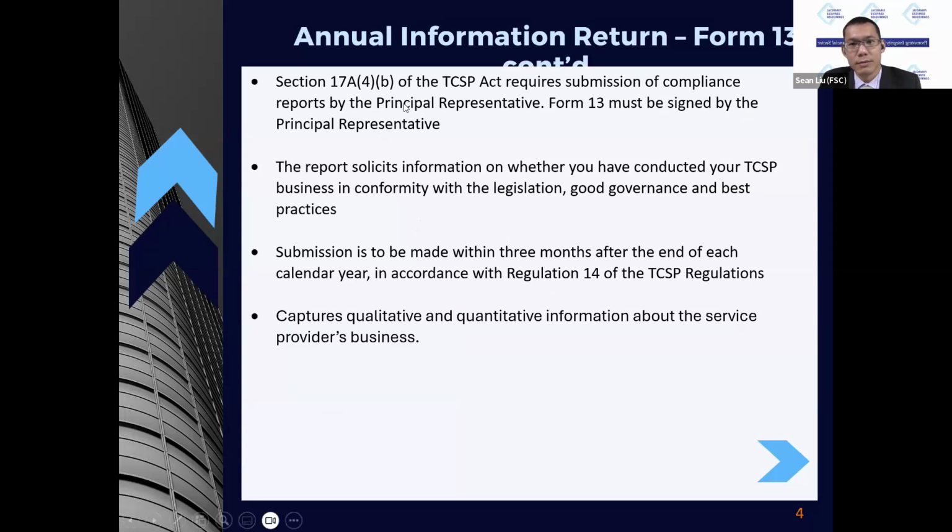Form 13, the AIR, must be signed by the principal representative of the licensee. Of course, the report solicits information on whether you have conducted your TCSP business in conformity with the legislation, good governance, and best practices. Submission of Form 13, as mentioned before, should be made within 3 months of the end of each calendar year, in accordance with Regulation 14 of the TCSP Regulations. The form captures qualitative and quantitative information about the TCSP's business.